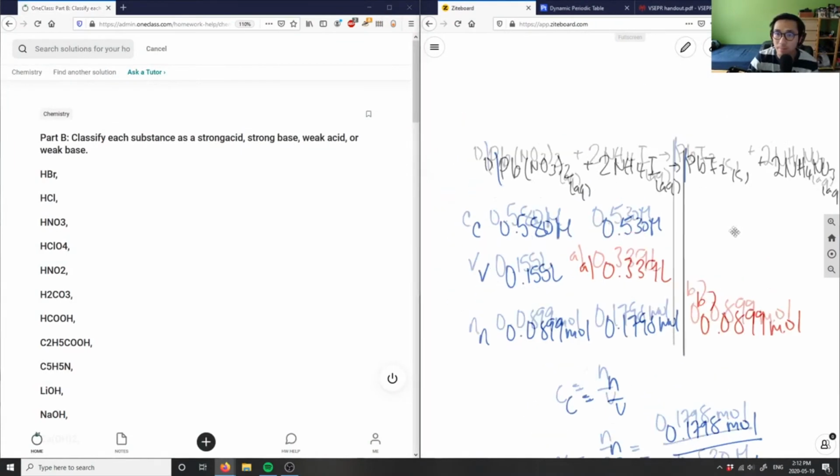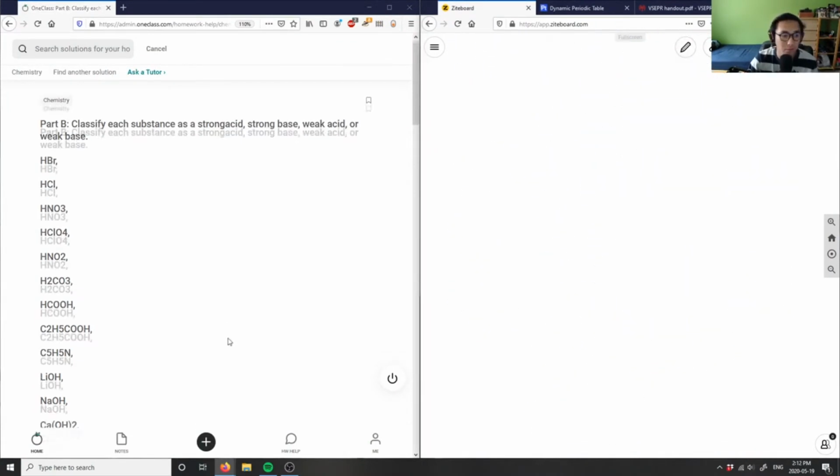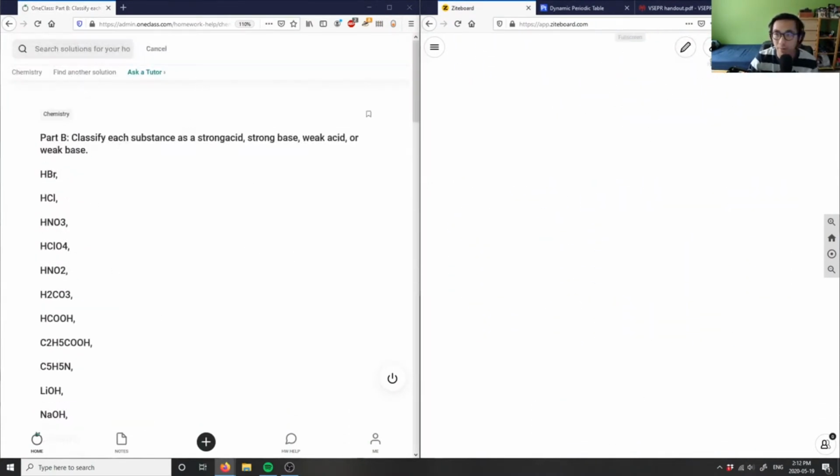Okay, number 2. I have a lot of these here. Let me break this down into smaller problems. This one says classify each substance as strong acid, strong base, weak acid, or weak base. My first ones here, HBr, let me write these down and then go through them.